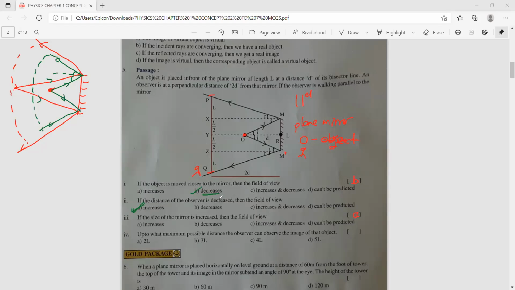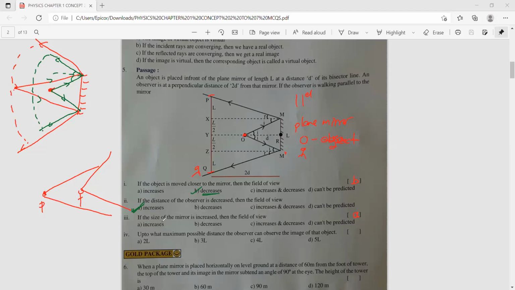When a person is coming closer, the field of view increases, because of the person's point of view. This is what we call the field of view, from the person's point of view. When he comes closer and closer, his view increases. At that time the field of view for him increases. But when the object is moving closer, the field of view decreases. Please remember the two points.